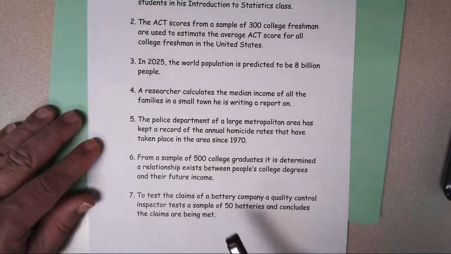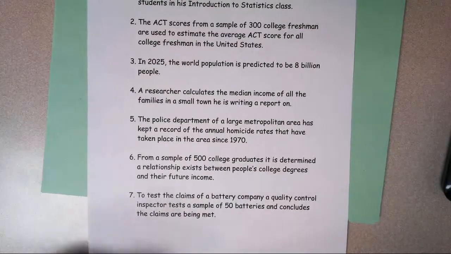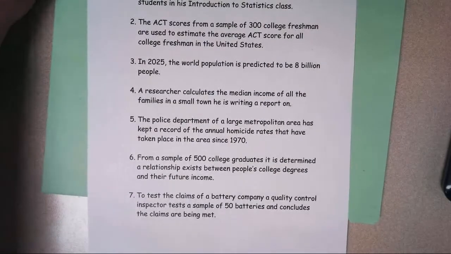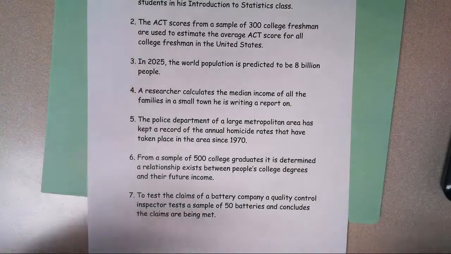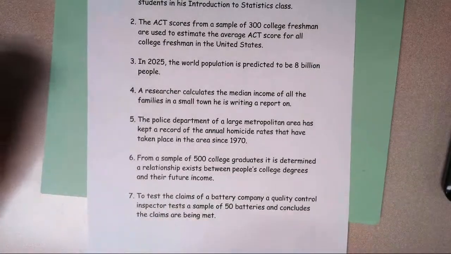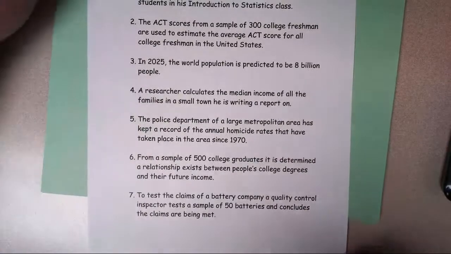Okay, from a sample of 500 college graduates, it is determined a relationship exists between people's college degrees and their future income. That is, again, inferential. That's like a research study, a correlation study. So is there a relationship? They're using a sample of 500 college students to decide whether, in general, for all college students, a relationship exists between their degrees and their income.